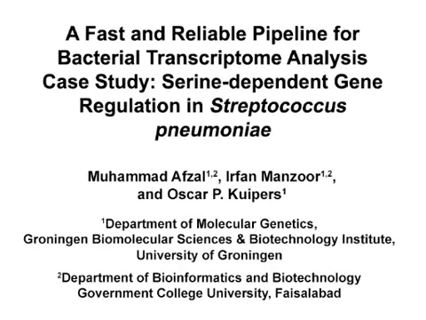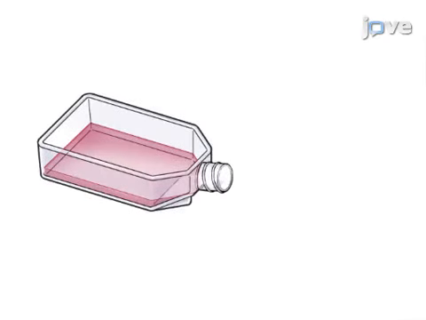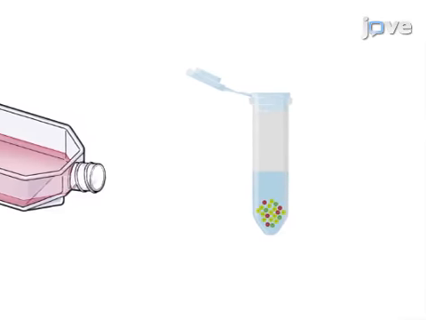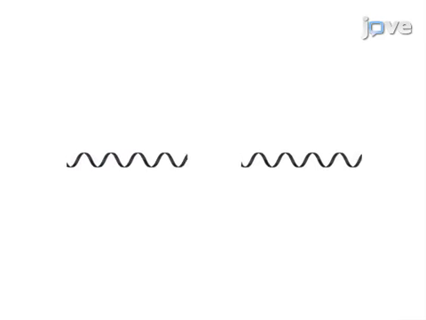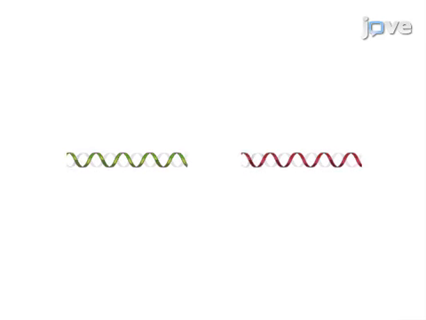The overall goal of this procedure is to provide an overview of the transcriptomic changes in bacteria incurred under a specific condition. This is accomplished by first growing and harvesting bacterial cells under a specific condition. Next, total RNA is isolated from the harvested cells, and cDNA is made from the RNA.